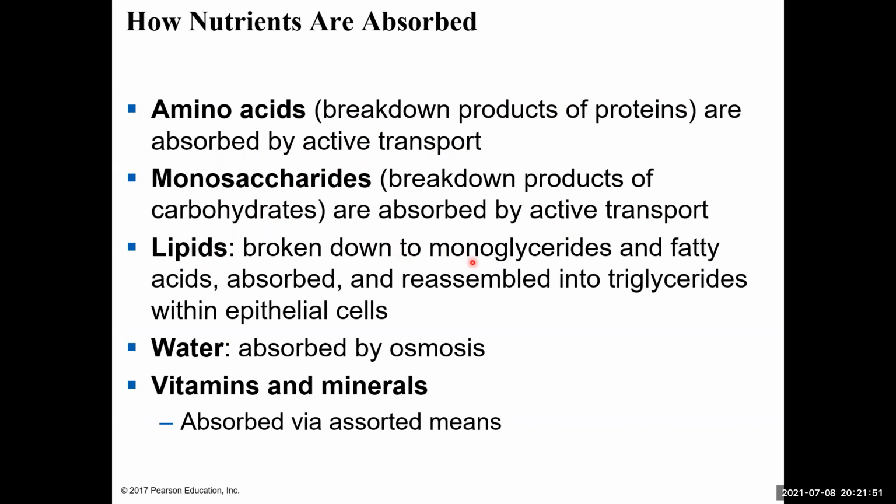Lipids are broken down to monoglycerides and fatty acids, which are then absorbed and reassembled into triglycerides. So basically, they're triglycerides when they enter our body. The bile salts will break them down into their monoglyceride form, so like their monoglyceride heads and the fatty acid tails. They'll be transported into the cell, and then they'll be reassembled into triglycerides. They'll then be used wherever they need to be used in the body.